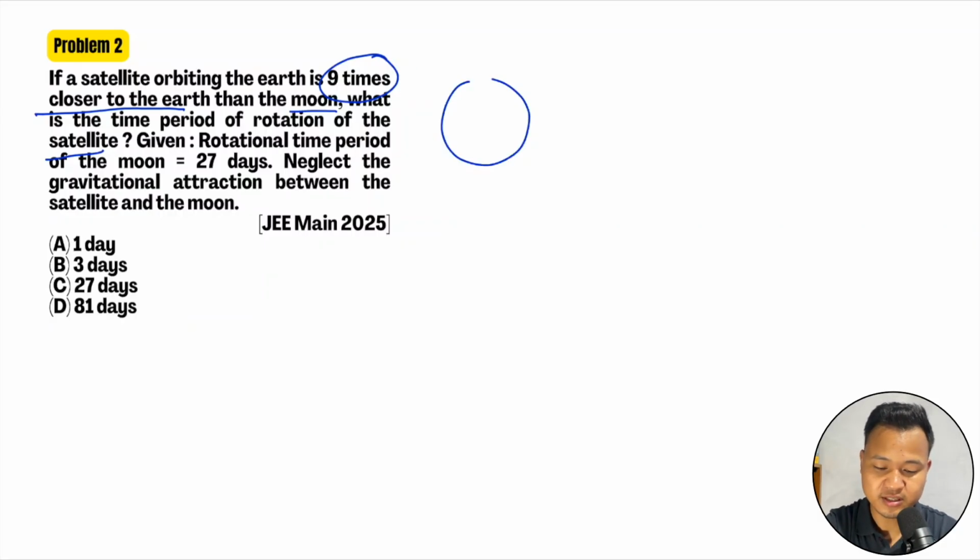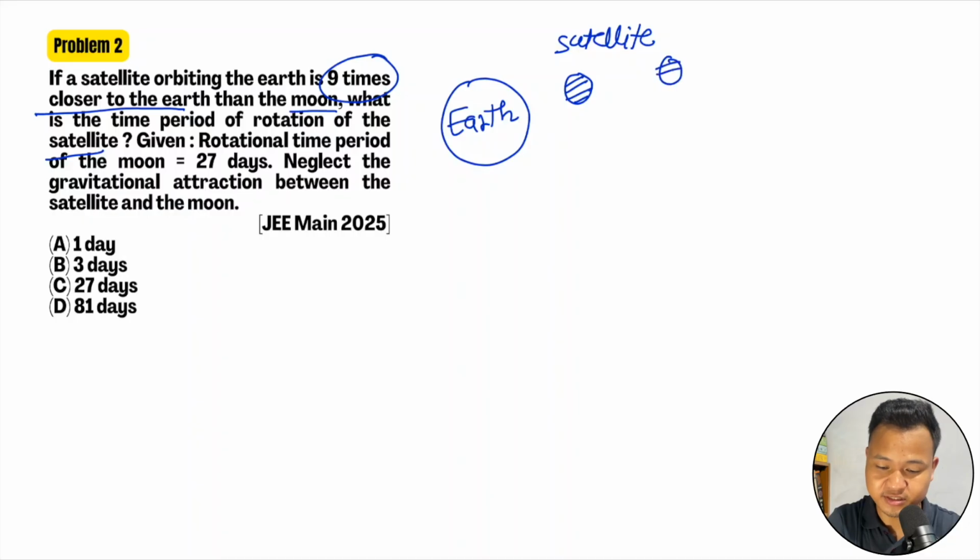So let's say Earth is this one. Here I have a satellite, and the satellite is closer than the moon. So let's say this is the moon.